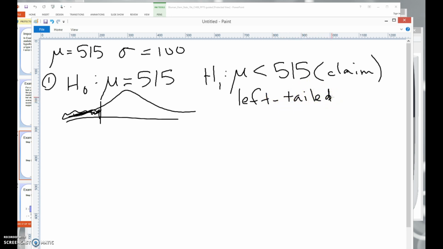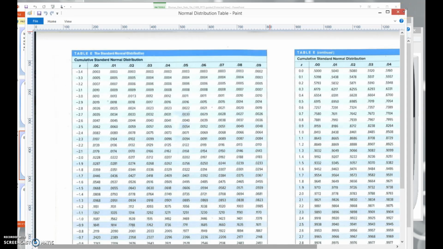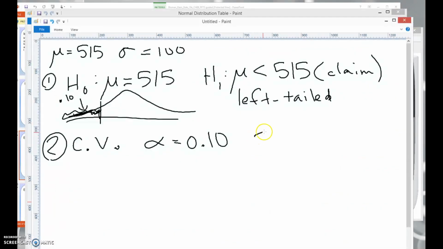Okay? Now, step 2 says we need to identify the critical value. The researcher told us we wanted an alpha value of 0.10, and we already talked about it being a left-tailed test. Now we need to identify that critical value. In other words, we want to know when this has an area of 0.10. Go to your table, and we're looking for 0.10. Looking in my table, this is table E, 0.10. Right in this area it looks like. So I'm looking at negative 1.28, which is probably closer than the other one. So we'll use that. So my Z value becomes negative 1.28.